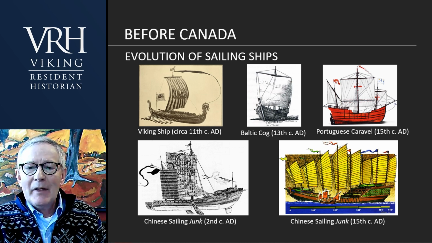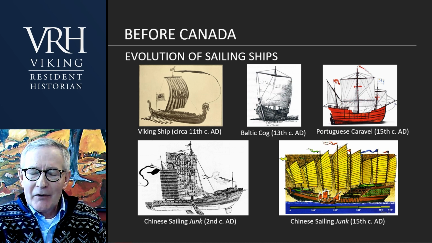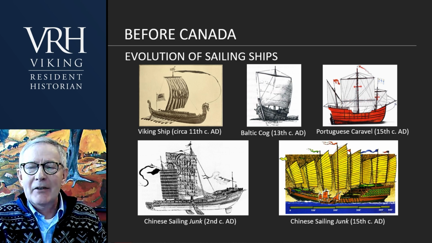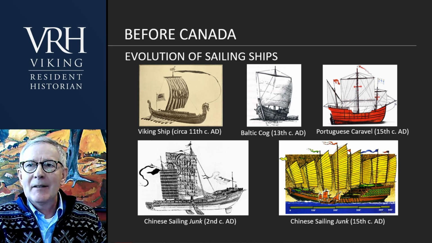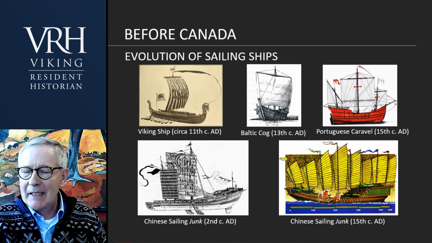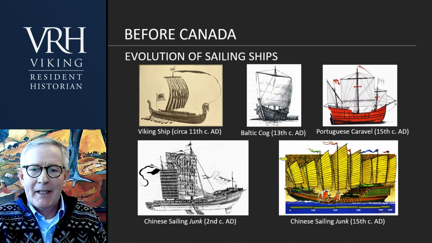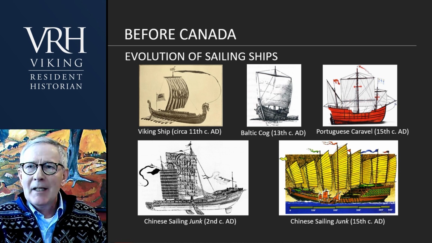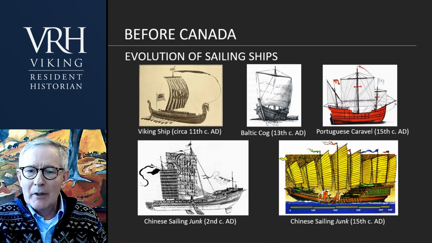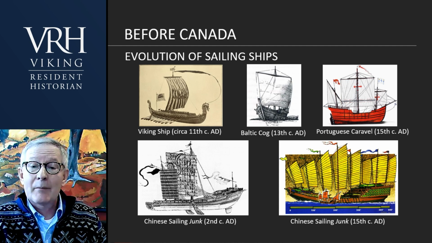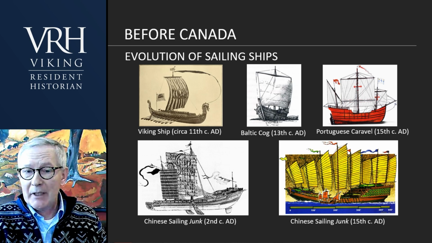So then later in the Middle Ages, we have the Baltic cog that you see in the top center here. This was a very important workhorse of the Hanseatic League. It wasn't meant for big exploration, but it was meant to carry a lot of goods over some distance of water in the Baltic and the North Sea. And it was a very good vessel for that purpose, and enabled the Hanseatic League to dominate trade in the Baltic and the North Sea in the Middle Ages.